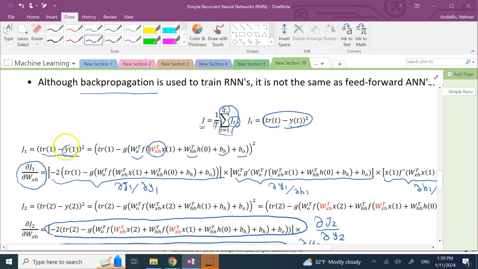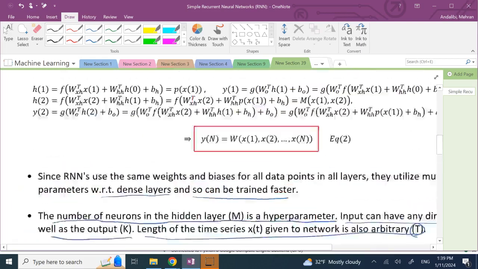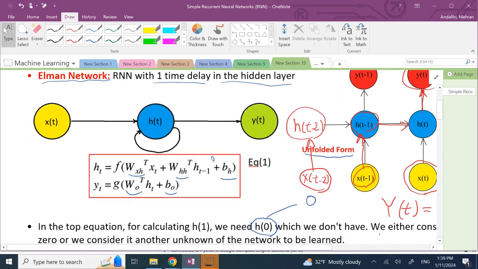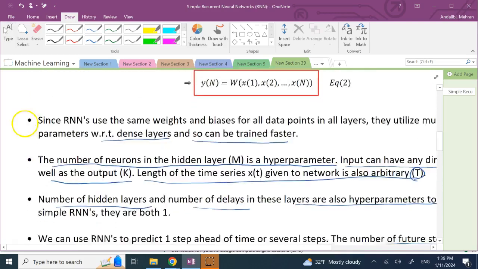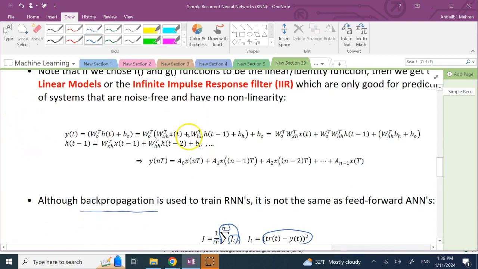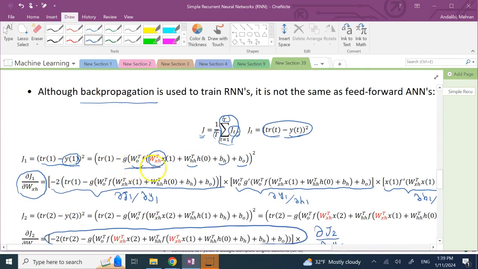Now for Y1, I replace it with what we have from the formulas of the Elman network. Here I plug in 1, so it's going to be G of W_O transpose H1 plus B_O, and H1 itself is F of W_XH transpose X of 1 plus W_HH transpose H of 0 plus B_H. So I just plug them all in, and that's what you can see over here. This is your Y1.